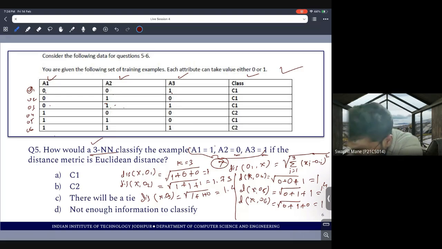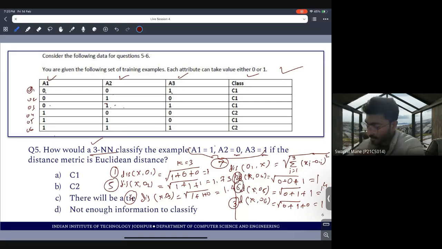So let's sort it. This is the first, right? So this one is in second, third, fourth, fifth, sixth. So object 1, object 2, and object 3. Sorry, not 3, we are getting 1 value, 1 Euclidean distance. The objects are object 4 and object 6, which are getting 1 distance, which is the least distance. So let's take the classes they belong to. This one belongs to C1, this one belongs to C2, and this one also C2. So the correct option is C2. So we are getting 2 C2 here, and 1 C1.